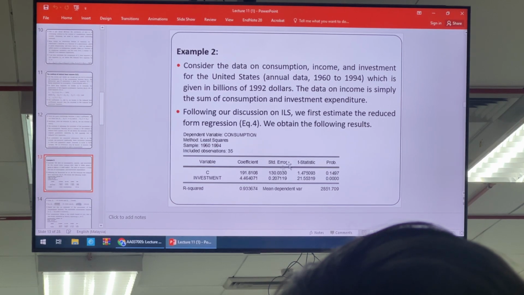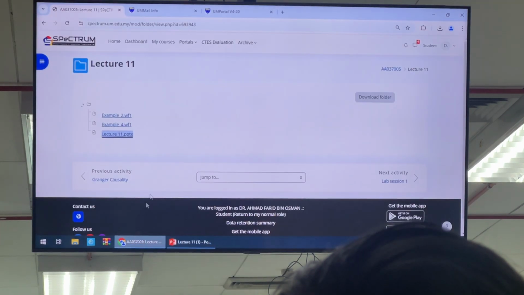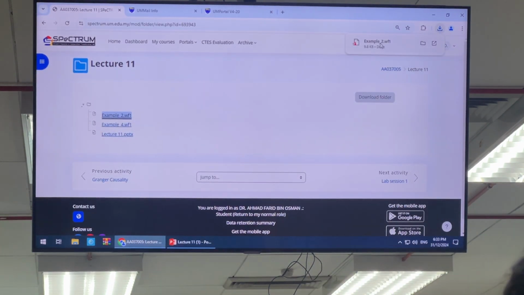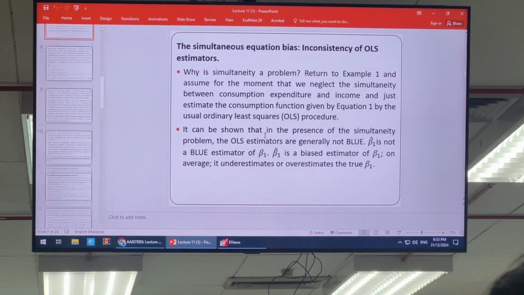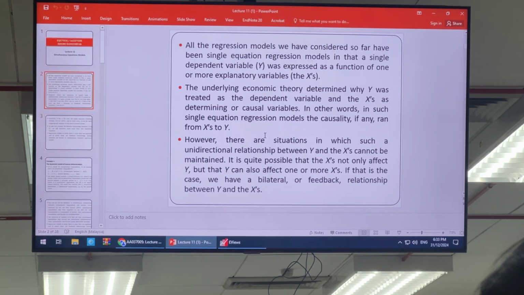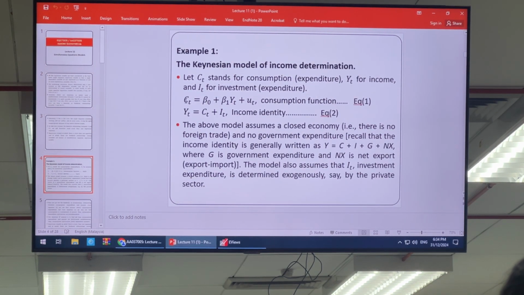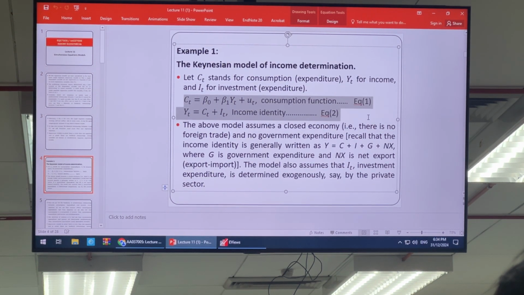Now, so we have the data. Example 2, this one. Basically the same example given by equation 1. So we have a simultaneous equation, and we want to get the estimate of this. The second equation we don't need to estimate because we don't have parameters. Basically the first equation only, we want to get the estimates of beta 0 and beta 1.